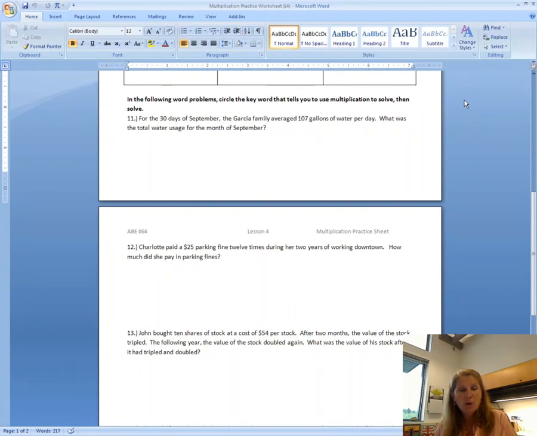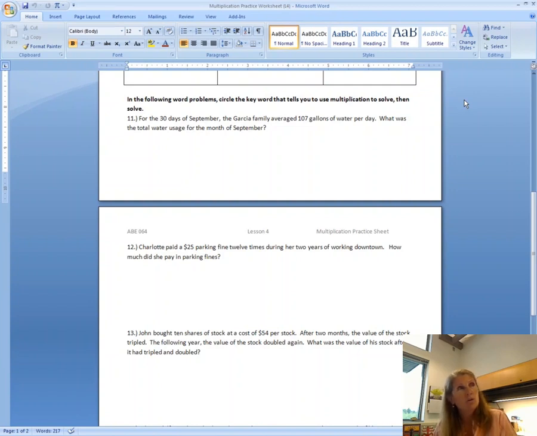But in this problem, let's read it. For the 30 days of September, the Garcia family averaged 107 gallons of water per day. What was the total water usage for the month of September? Well, what I know about this problem is that they're asking me total. And I know that total is a word that you could use for addition. And they find the total of everybody's work or whatever.